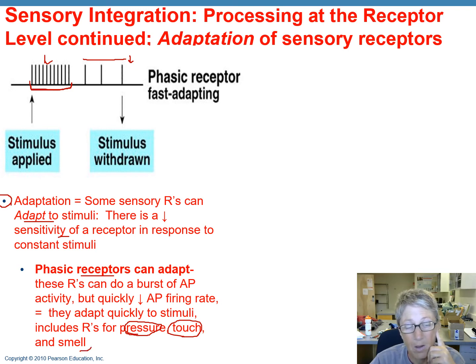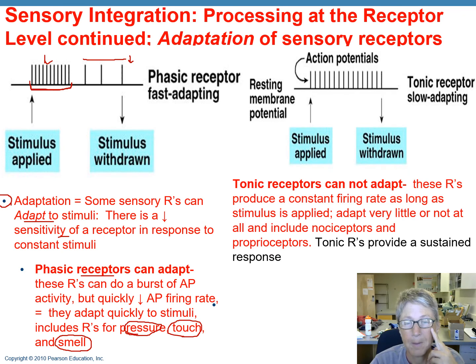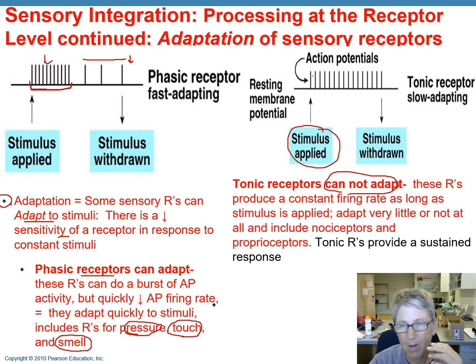And then smell. That's kind of interesting. You probably know this. You can go into a room and go, oh, that smells terrible, and then 10 minutes later, you don't smell it anymore. It's because your olfactory receptors have adapted to the smell. Other types of sensory receptors cannot adapt. So the stimulus is applied here, like pain. The action potentials start firing at a certain rate here.